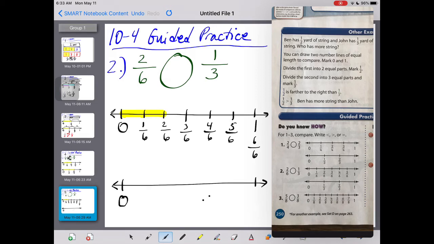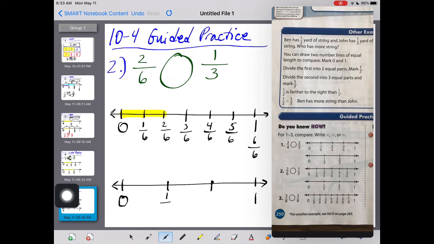So we have 0 here. And we go all the way to the end. That's 1 whole. And for the second one, we're dividing up into thirds, 3 equal parts. So let's do that. Do our best. Now remember, you can always erase this to try to get the right size pieces.